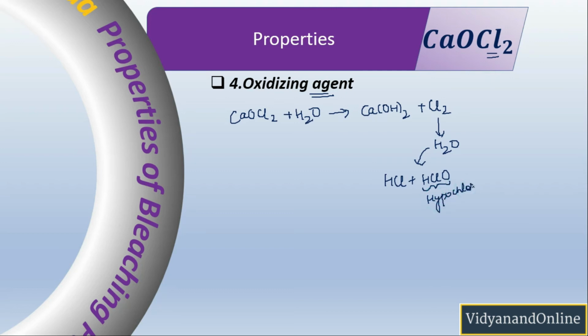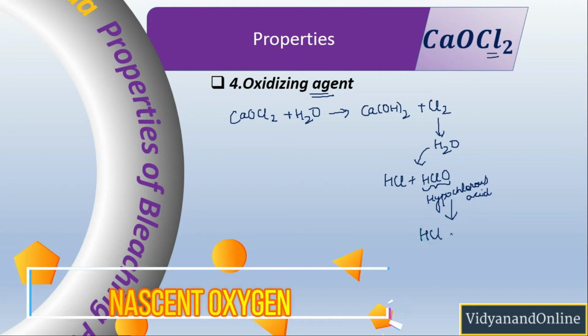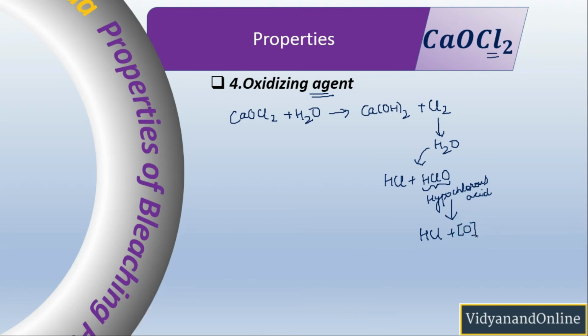Hypochlorous acid. Okay. Now this hypochlorous acid is very unstable, so it dissociates again in order to form HCl and nascent oxygen. Whenever you have oxygen without 2 as a subscript, it means you have a single atom of oxygen, and that is called nascent oxygen. This nascent oxygen is a very strong oxidizing agent. So this is how from chlorine you obtain nascent oxygen, and this nascent oxygen reacts with the atoms of the cloth or anything which you want to bleach in order to oxidize it, right?